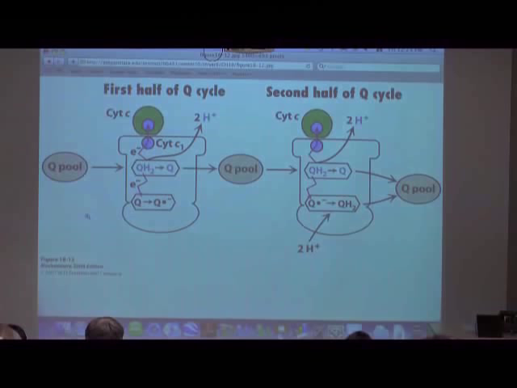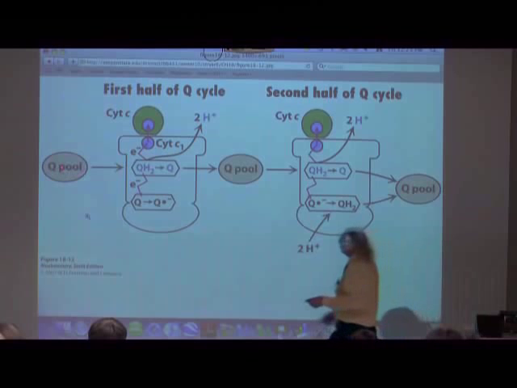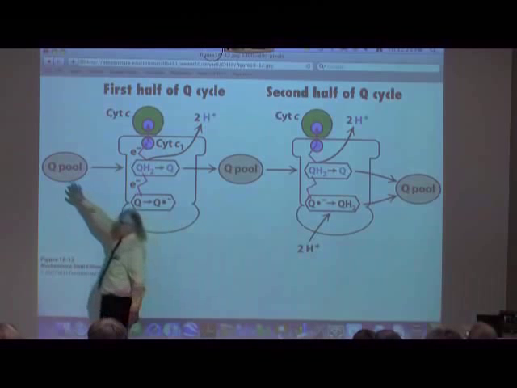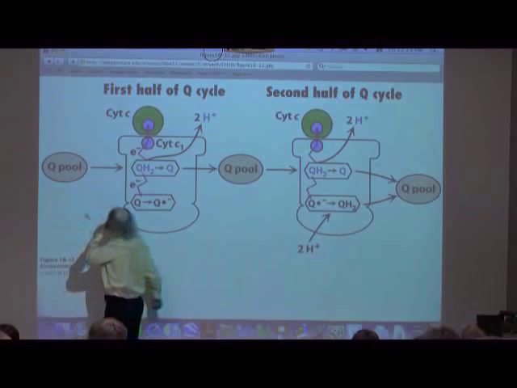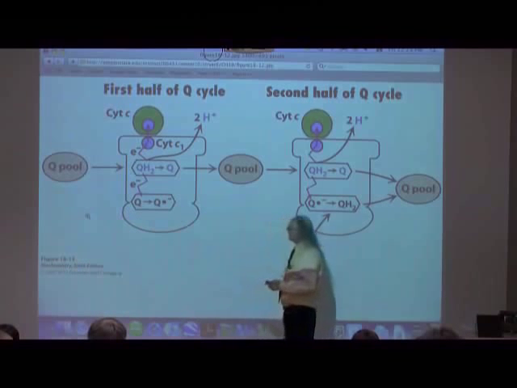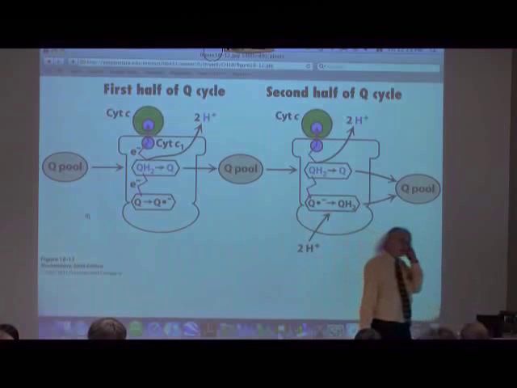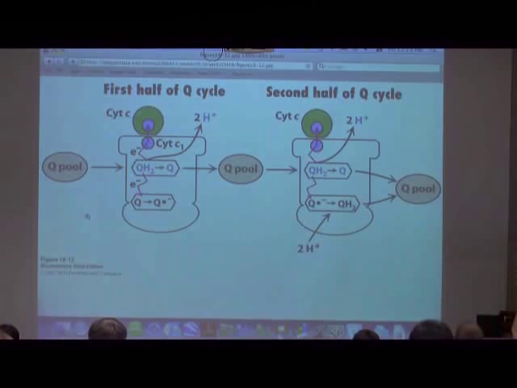I want you to remember from a couple slides ago, where I had the QH2 that was being made. So QH2 is coming from complex 1 or complex 2. The same thing happens in complex 2, where the Q is getting two electrons. This Q pool simply means that we have QH2. It's reduced coenzyme Q. It's got electrons, it's got protons. All right. Now, the Q cycle tells us how these electrons actually move through complex 3. And so I'm going to go through that in a little bit of detail.